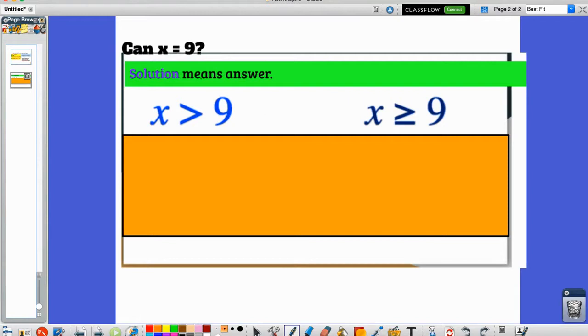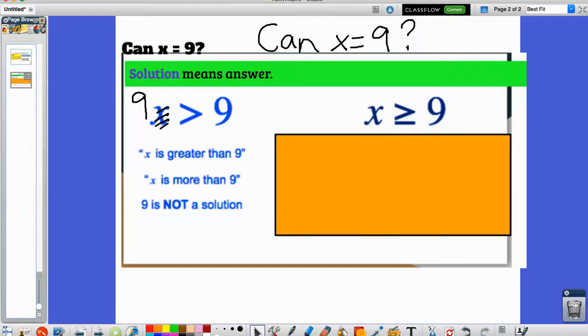There's a difference between this inequality on the left and this inequality on the right. And let's talk about that difference. Now, I have a question for you all. Can x be equal to 9 for this inequality? Let's try that out. Let's take this x and change it to 9. We're going to substitute 9 right here. So, wait a minute. Can 9 be greater than 9? No, 9 is equal to 9. So therefore, one thing that we learn is that 9 cannot be a solution for x. In fact, x has to be more than 9 or greater than 9.